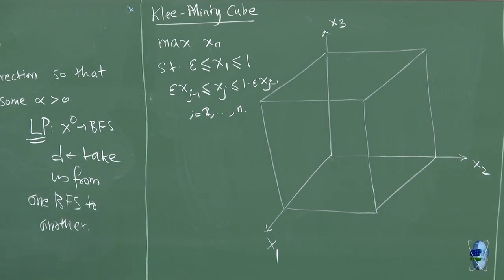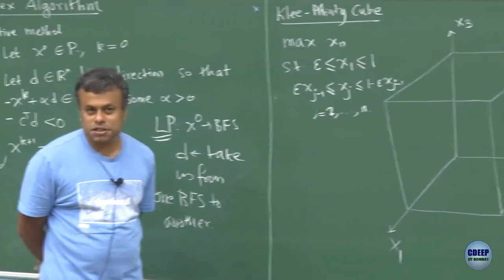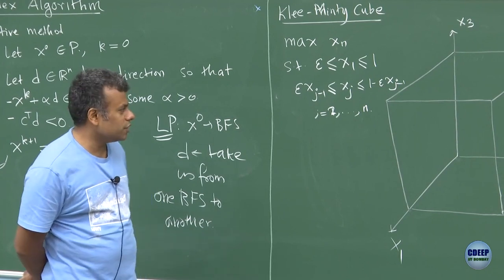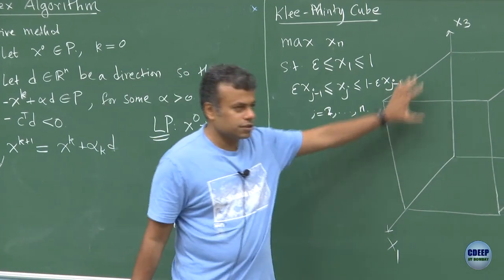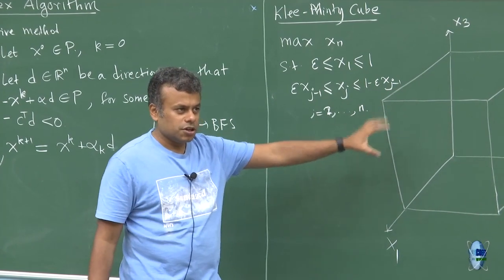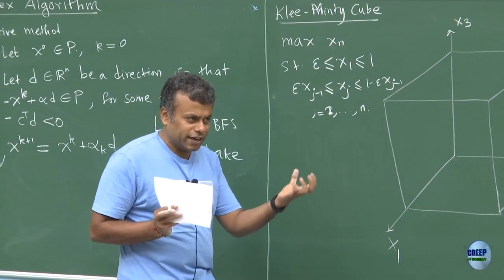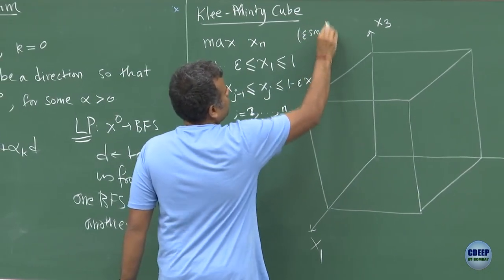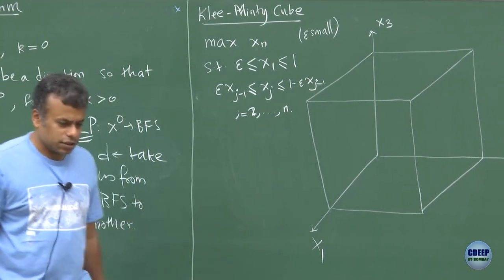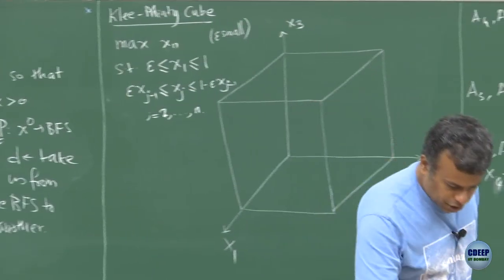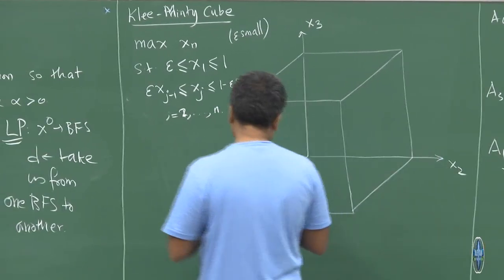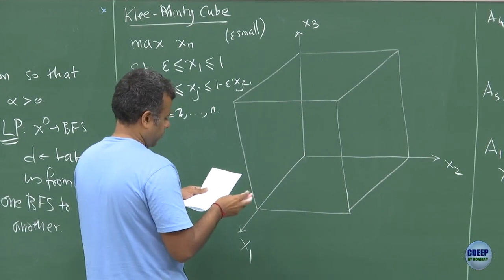Now, what happens if epsilon is 0? If epsilon is 0, then we are just at the unit cube, right? This unit cube is the feasible region. So what you do is take it and twist it. So epsilon is small. Once you do that, the vertices change, and here's how the new object looks. Let me try to fit this in here as well.